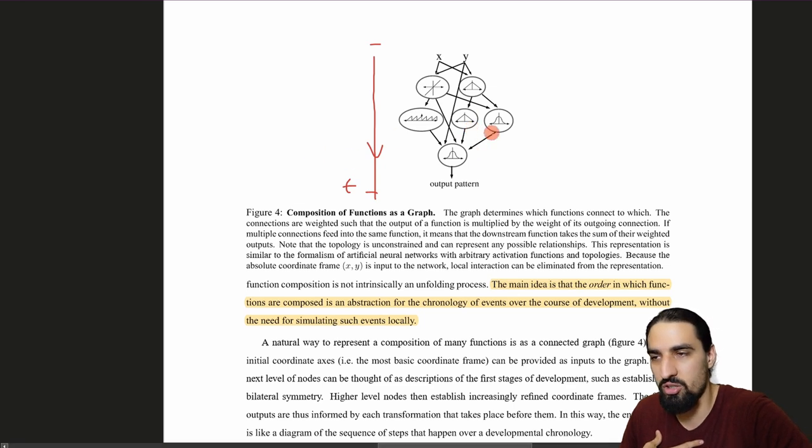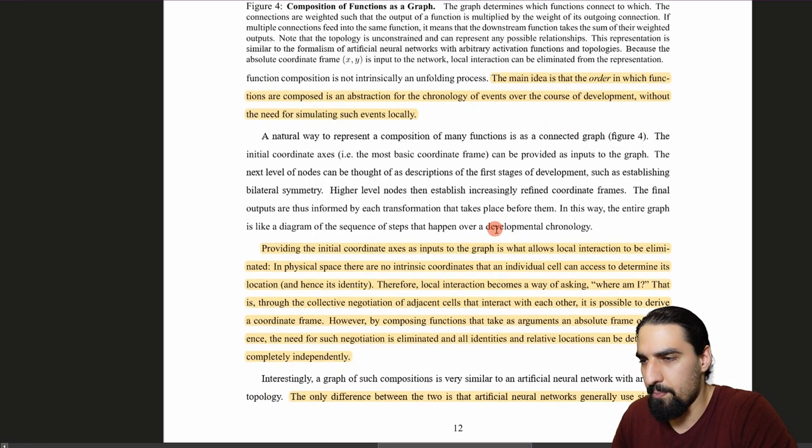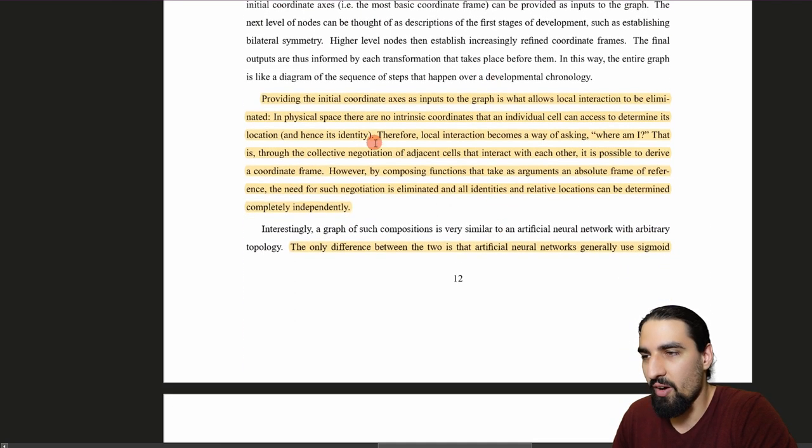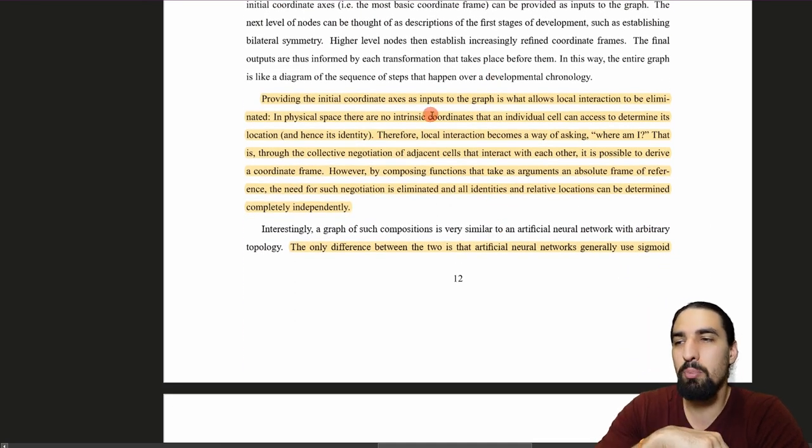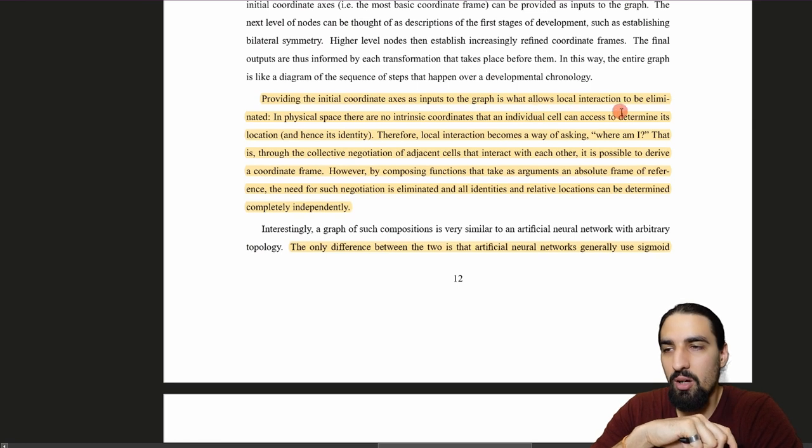So it's either like a Gaussian or some symmetric function, or an identity function or a periodic function, etc. So this is how CPPNs look. Okay. They mention here that providing the initial coordinate axes as inputs to the graph is what allows local interaction to be eliminated. In physical space, there are no intrinsic coordinates that an individual cell can access to determine its location and hence its identity.